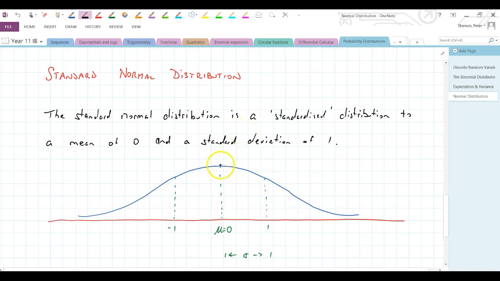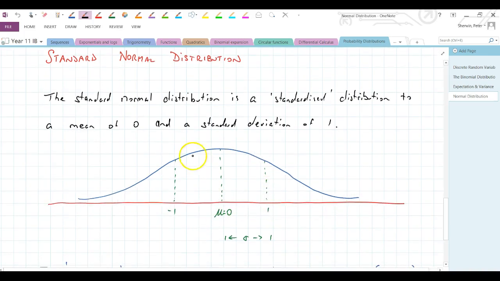So here's our bell curve, bang down the middle there. That's our mean of 0. Our standard deviation is 1, which means that the area under the bell curve within one standard deviation accounts for 68.3% of the scores.